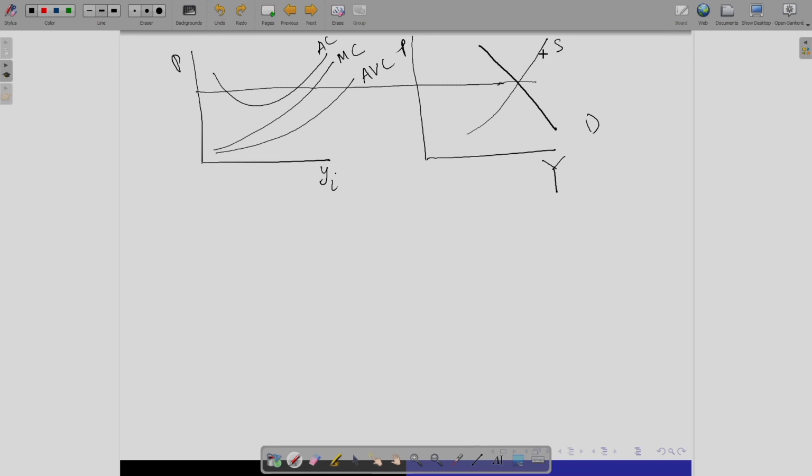Okay, this is the market supply. And this is the present equilibrium point. This is the optimal output of each firm, and this is the margin. Oh, sorry.